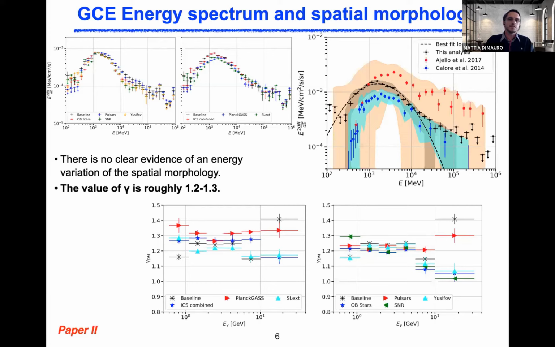And this is presented in the two plots in the bottom, where you see the gamma value for the Navarro-Frenk-White profile as a function of energy. You see that basically the gamma is roughly constant between 500 MeV up to 20 GeV, with a value between 1.2 and 1.3. And this is a result that is new with respect to the past, where they investigated if there is some variation, but not with such a detail and not with several interstellar emission models.